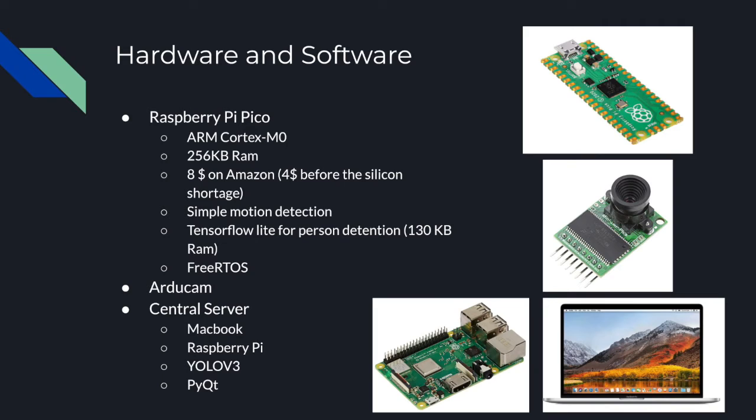I implemented a simple motion detection algorithm using C++. TensorFlow Lite is used for person detection, and it costs 130 kilobytes of RAM itself. And I use FreeRTOS to schedule all those tasks inside the Pico. The central server uses PyQt for the user interface and runs the neural network YOLO version 3.